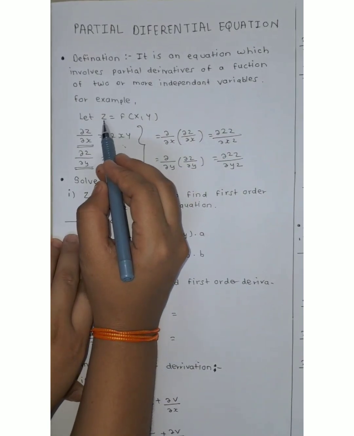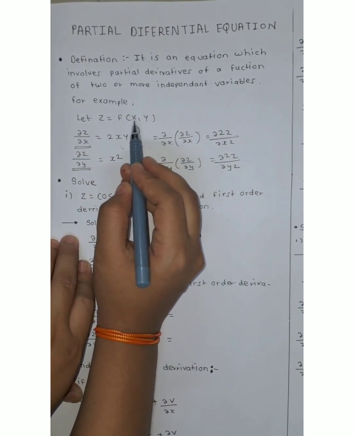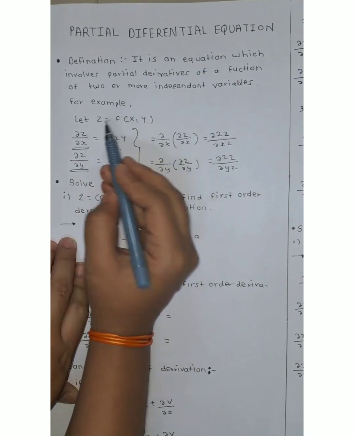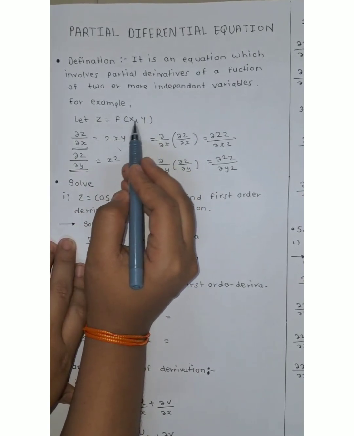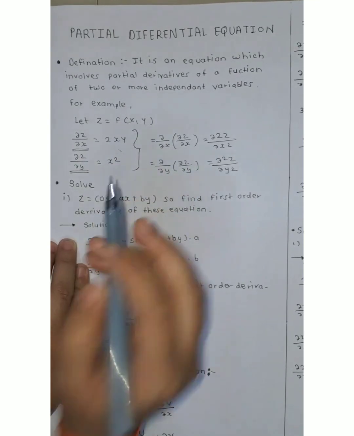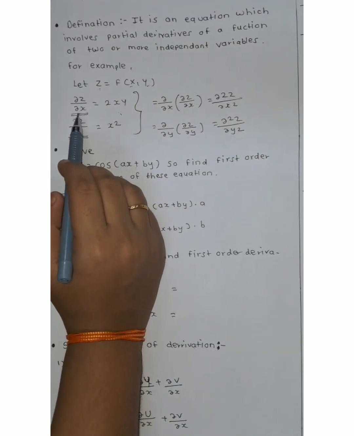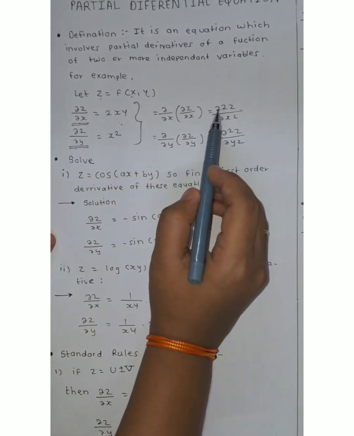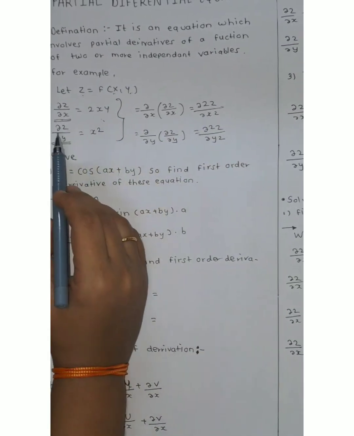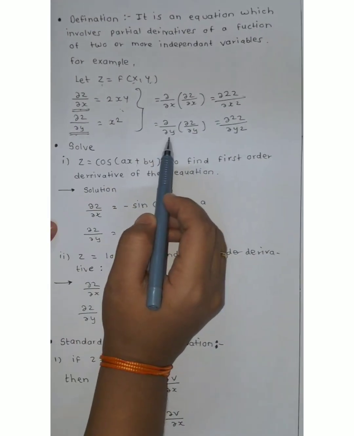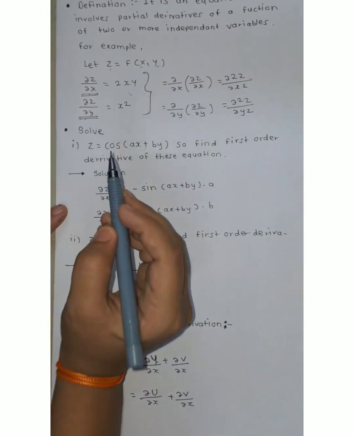When we are calculating the derivative of z with respect to x, keeping y constant, we get ∂z/∂x. And when we are calculating the derivative of z with respect to y, keeping x constant, we get ∂z/∂y. When we take the derivative of ∂z/∂x with respect to x, we get ∂²z/∂x². And when we take ∂z/∂y with respect to y, we get ∂²z/∂y². So let's solve some problems on this.